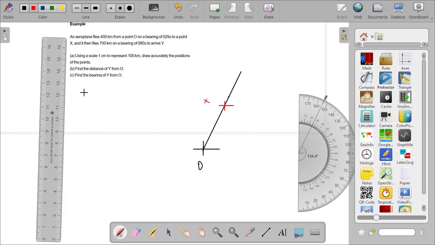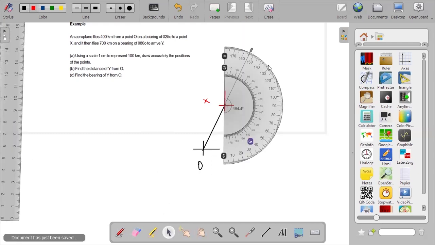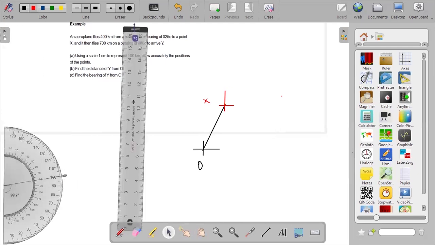And from point X, this aeroplane changes its course and flies 700 kilometers on a bearing of 80 degrees to point Y. So from this point, let's remove this extra line first and extend this line, so we can take our measurement from there. We're measuring 80 degrees from that line, 80 degrees right here, and connect that to point X.